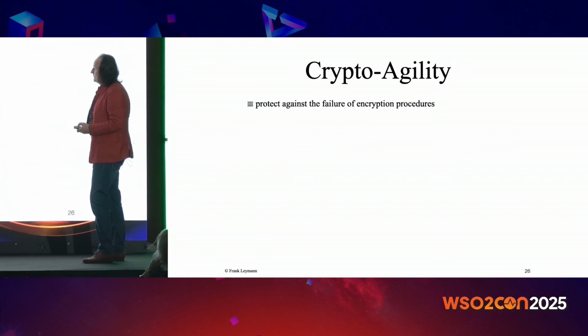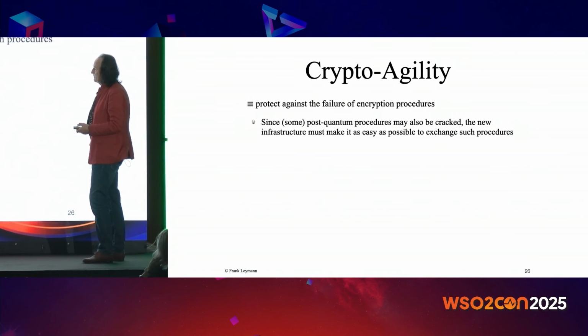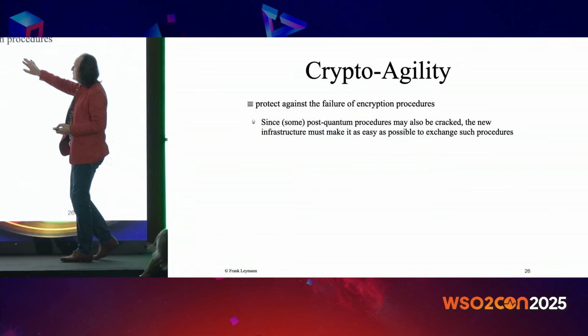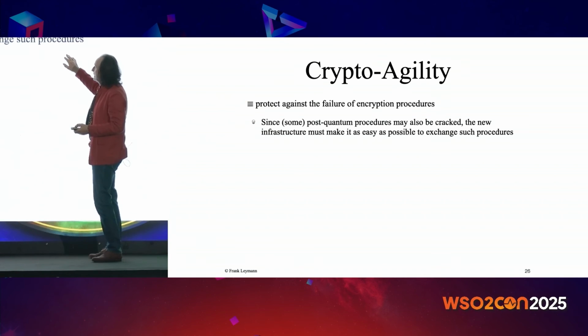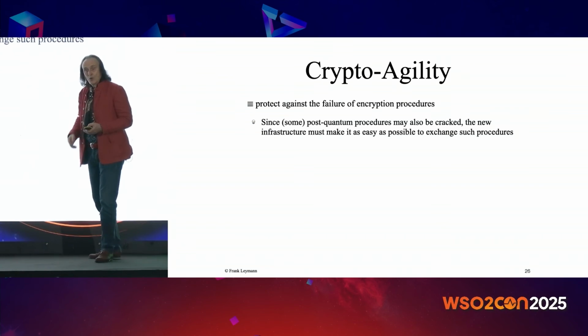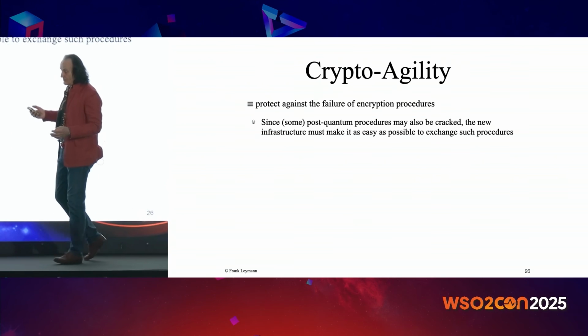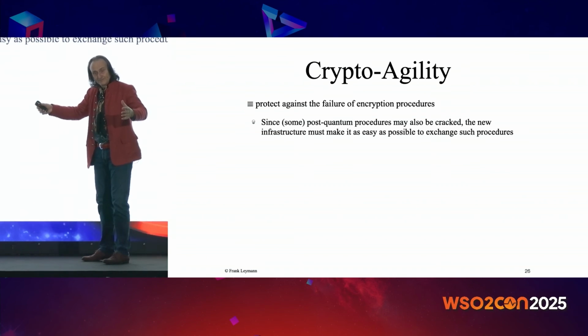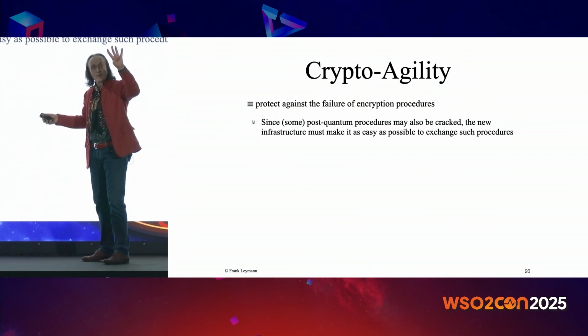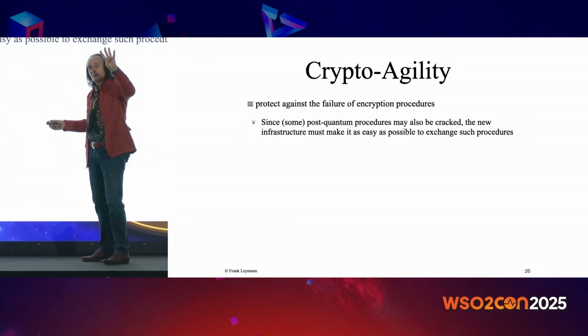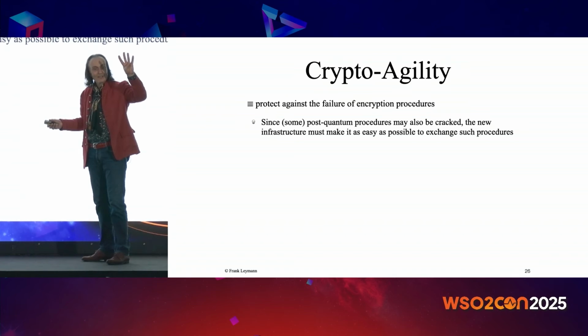And as I said before, the infrastructure must be quantum agile, to protect against failures of encryption procedures, because, as I said before, some quantum-safe procedures may also be cracked in some future. And the new infrastructure must make it easy to exchange such procedures. So originally, NIST wanted to publish 2 years ago 4 algorithms in parallel. They published the algorithms and said, these are the 4 winners of the first round. Now you are quantum safe, and within an hour, a group of cryptographers published an algorithm that cracked one of them.